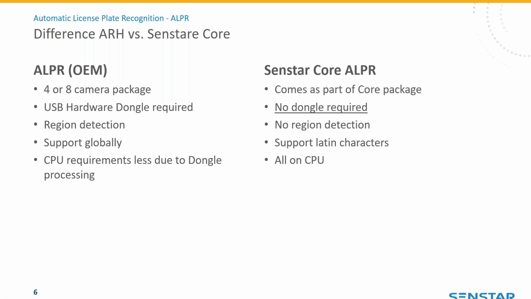The other efficiency with the OEM version is that it does decrease the CPU requirements, and that's because some of the processing is offloaded onto that USB dongle. So those are some of the benefits of the OEM version.